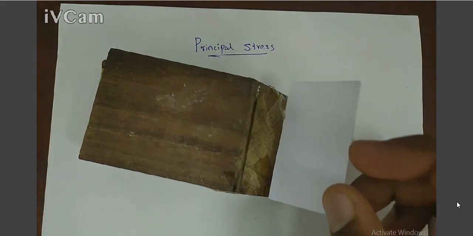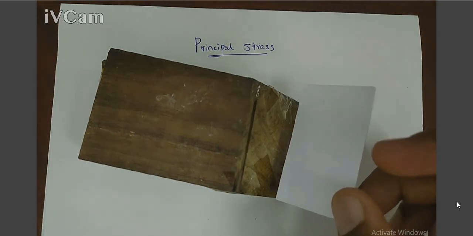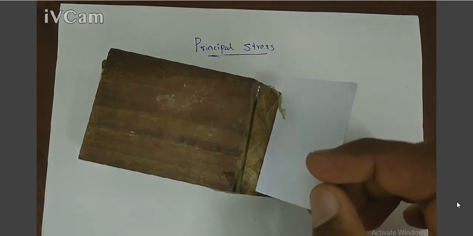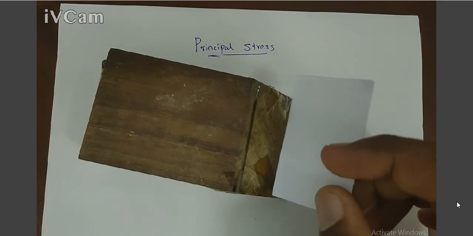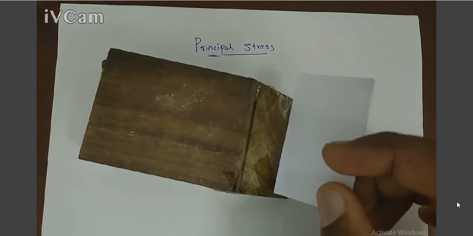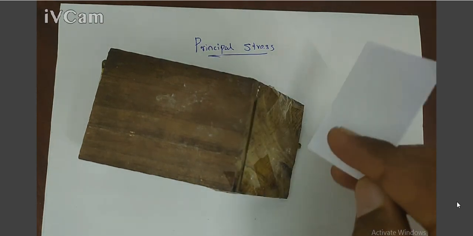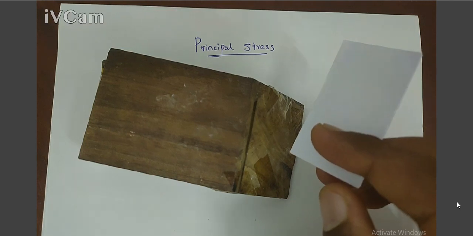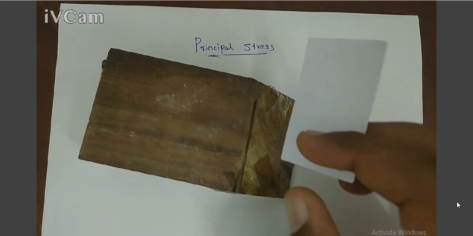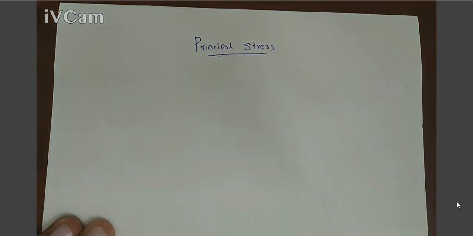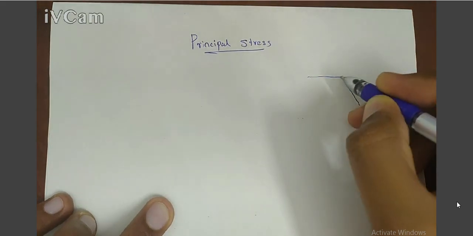At this point we can find an infinite number of planes. On these planes we can identify an infinite number of resultant stresses. We can resolve these resultant stresses into normal stress and shear stress. So out of this infinite number of planes, there is one plane where the normal stress is maximum, and on that plane the shear stress will be 0. That plane is called the principal plane, and the stress is called the principal stress. So for example, this is our plane.